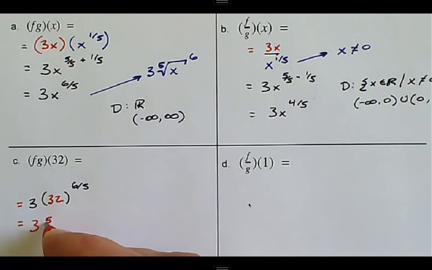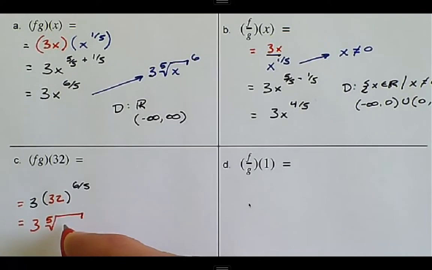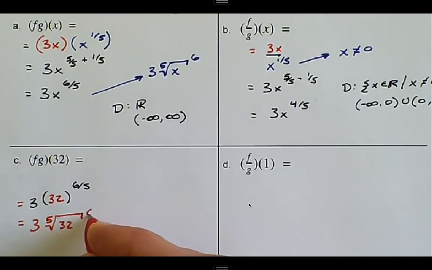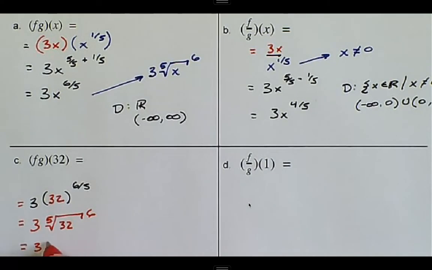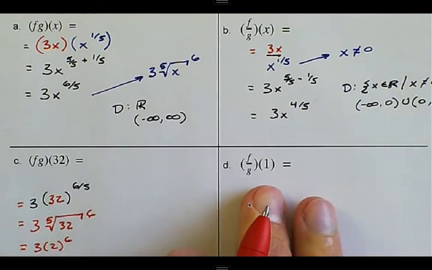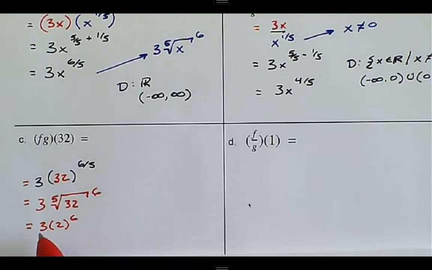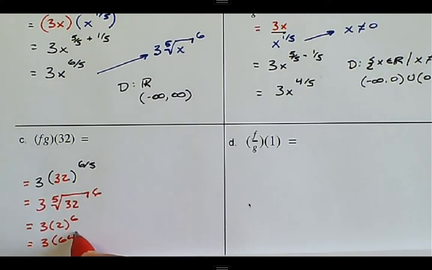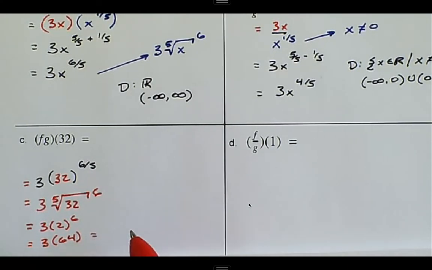Three times the 5th root of 32 to the 6th. The 5th root of 32 is 2. And 2 to the 6th is 64. And 3 times 64 is equal to 192.